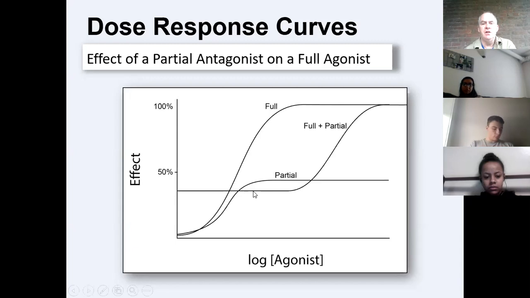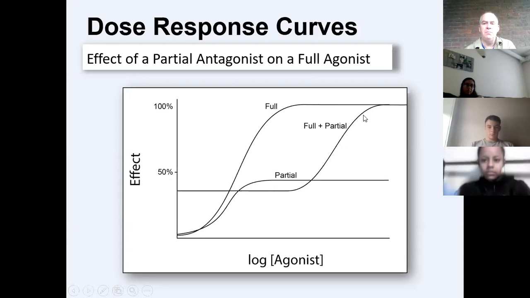As you get into here, now the partial and full are fighting with each other, but you're still only getting this much effect because the partial is still there blocking the full. When you go to high enough concentration of full, then more of the receptors are occupied by the full than the partial. The full produces more effect, so now you're getting more effect in that experiment. And if you go to high enough concentration of the full, you totally compete off all that partial, and so you get the full effect instead of the partial effect you get with the partial agonist.